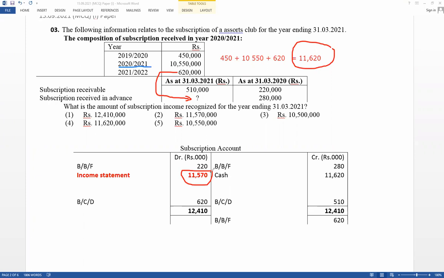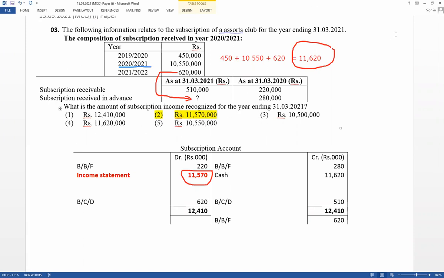Think about cash basis and accrual basis. Normally we have to prepare the subscription account on accrual basis. But if they ask for cash basis, as subscription income you have to consider subscription received in cash during the accounting period: 11,620. That is the answer if they ask cash basis. But normally we have to prepare accrual basis. Therefore, the answer is 11,507 subscription income. Therefore, the answer is the second one. Try to recognize how much should be considered as subscription income. Right, next one.